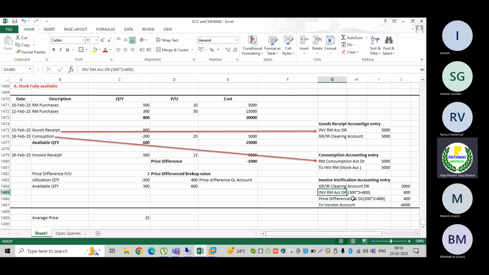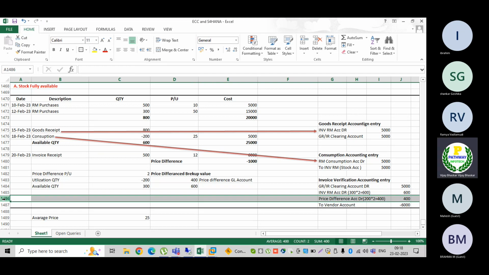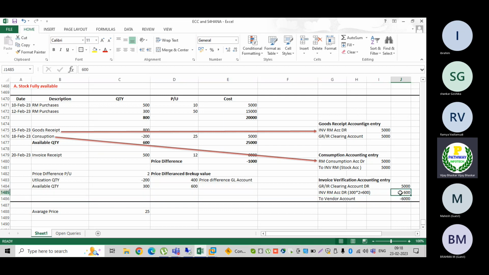Then what will happen here is the inventory raw material account. Still we have the 200 quantity. Here, the inventory raw material account is straightforward, because we have the stock fully available at this point of time. The GRIR clearing account, then inventory raw material will be debit, then the price difference to vendor account. Because still we have the available quantity here, this is the 1,000 rupees, because whatever stock we want to utilize, the stock is available fully with us. So that is the reason the GRIR clearing account will be debit, inventory raw material account debit.